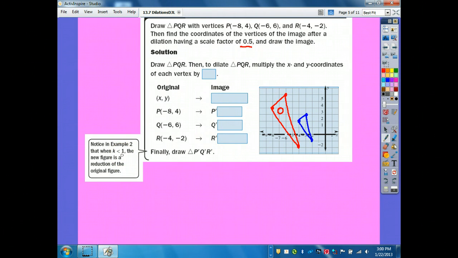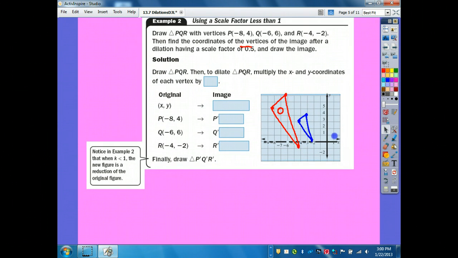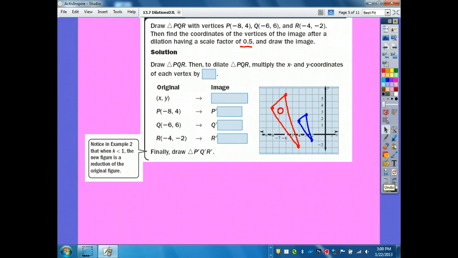All right, so now this is your example 2. Put the original on there, right up here. Plot those so you get your original. Now notice, is the original bigger or smaller than your dilation? Bigger. So we are going to end up using a scale factor that is less than? It has to be less than 1. Decimal.